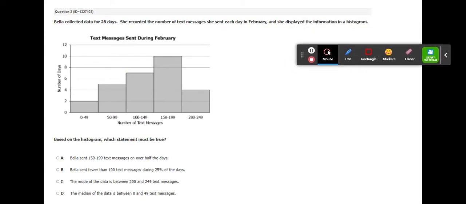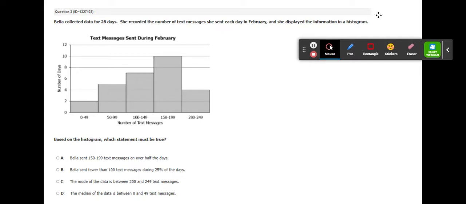Bella collected data for 28 days. She recorded the number of text messages she sent each day in February and displayed this information. So based on the histogram, which one is true? We're looking for the true statement. Did Bella send 150 to 199 text messages on over half the days? So let's read our graph really quick. This is the number of text messages. These are the number of days. So 150 to 199 would be this bar, which is 10.